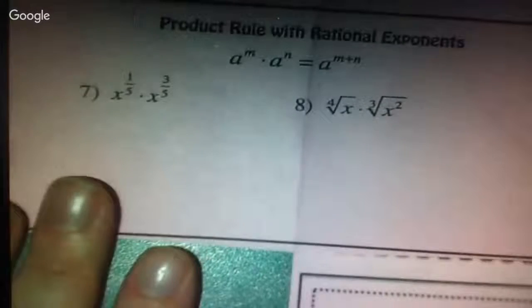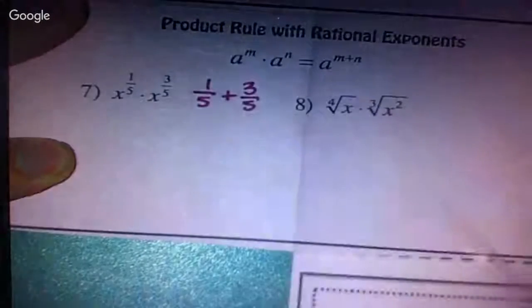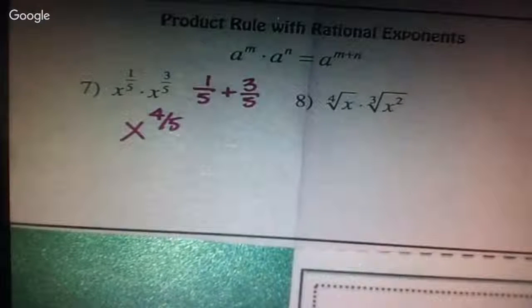So, if you open this one up, okay, so I still add my exponents. So I still need to take 1/5 plus 3/5, which gives me 4/5. X raised to the 4/5.